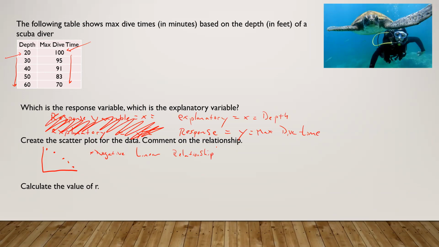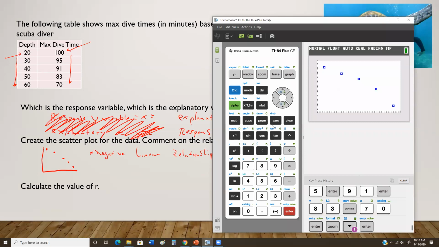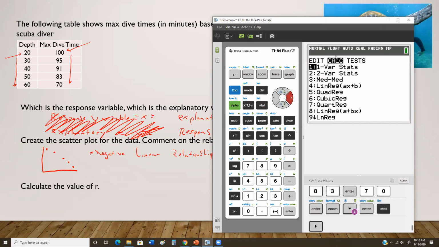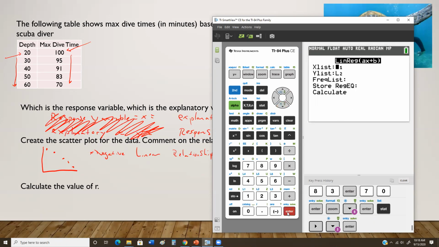So the next thing we're going to do is have our calculator do a lot of work for us. We're going to calculate the value of R. So we're going to go back to our calculator and hit stat. We're going to scroll over to calc. And what option was this? Linreg. Yeah, we're always going to use number 4 this week, Linreg. I'm going to hit enter. I'm going to scroll down to calc. Now, if you have the TI-83, just hit enter again. And right here, it's negative 0.9701.